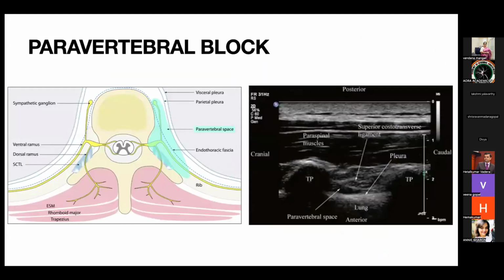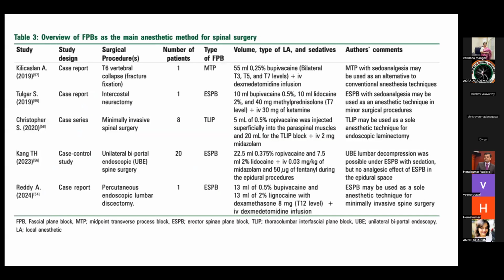For the paravertebral block, we give the drug in the paravertebral space just after piercing the superior costotransverse ligament and above the pleura. So the ventral rami also get involved as the drug spreads into the paravertebral space, and it can also involve the sympathetic chain, and some amount of hypotension can be expected in case of your paravertebral blocks. So, an overview of the fascial plane blocks for spinal surgery.